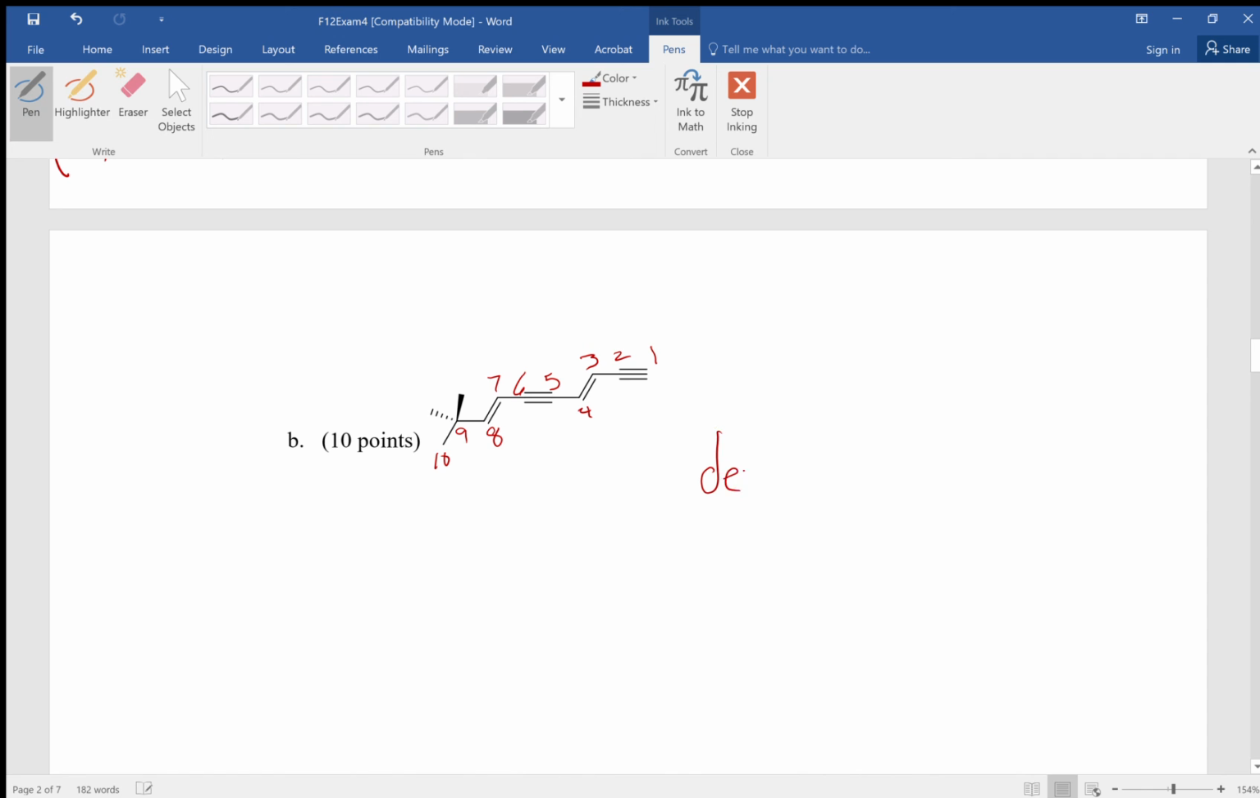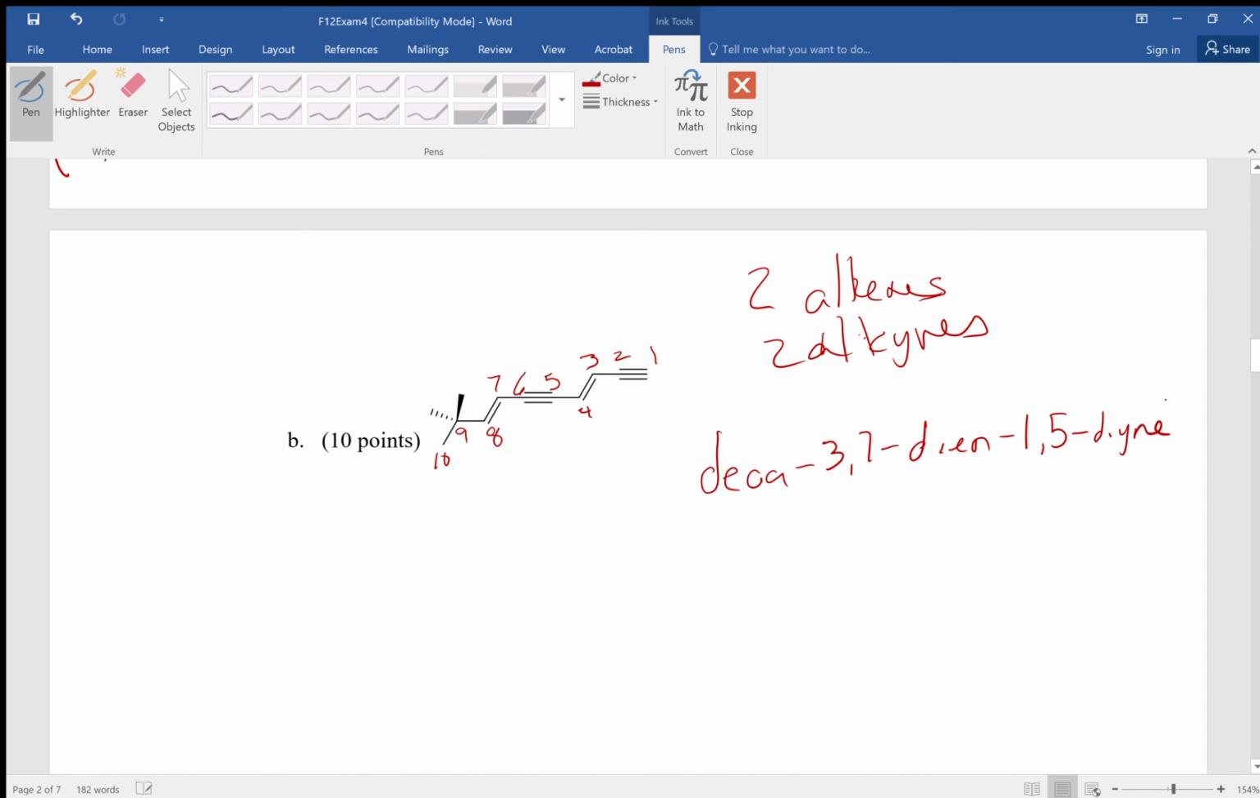So this is a derivative of decane. But we have two alkenes and two alkynes. Alkenes always come first in the parent name. So we have 3,7-diene. And then the alkynes start at 1 and 5, so it's 1,5-diyne.